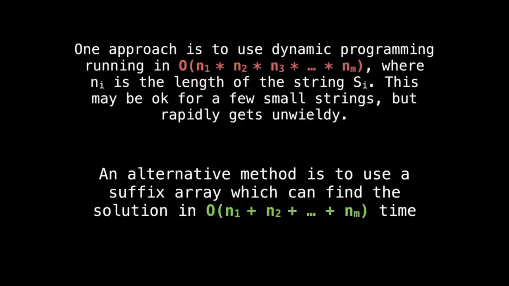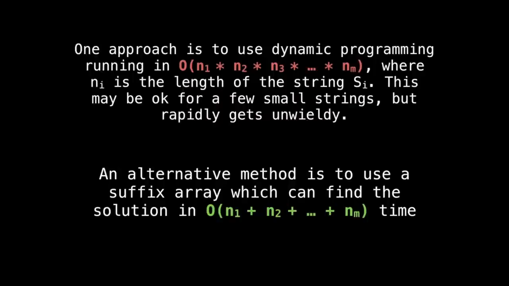The traditional approach to solving this problem is to employ a technique called dynamic programming, which can solve the problem in a time complexity equal to the product of the string lengths. Obviously, this method can get unwieldy very quickly, and you should avoid using it whenever possible. A far superior approach, and the way to solve this problem, is to use a suffix array, which can find the solution in linear time proportional to the sum of the string lengths.